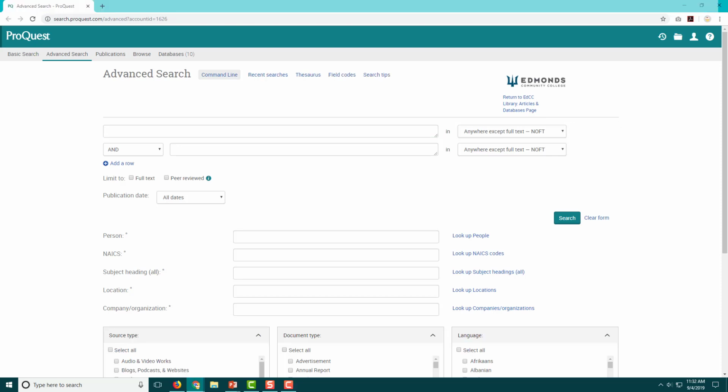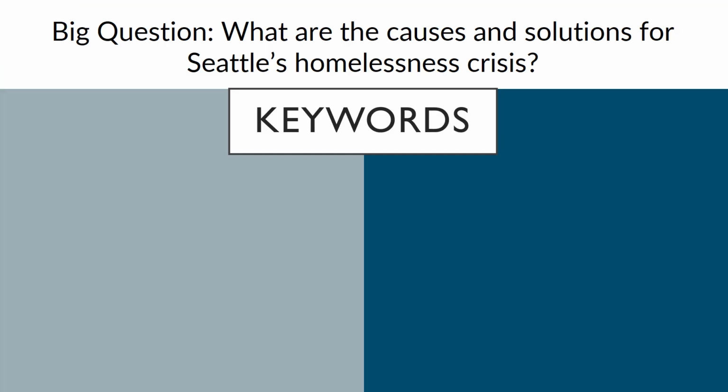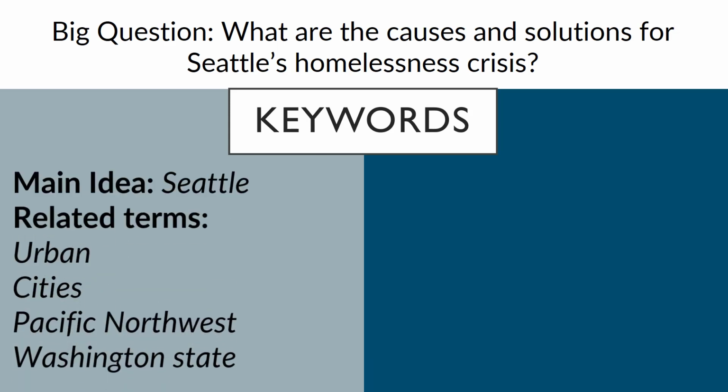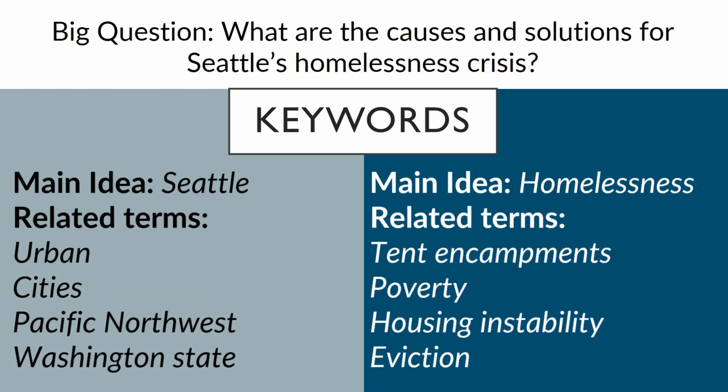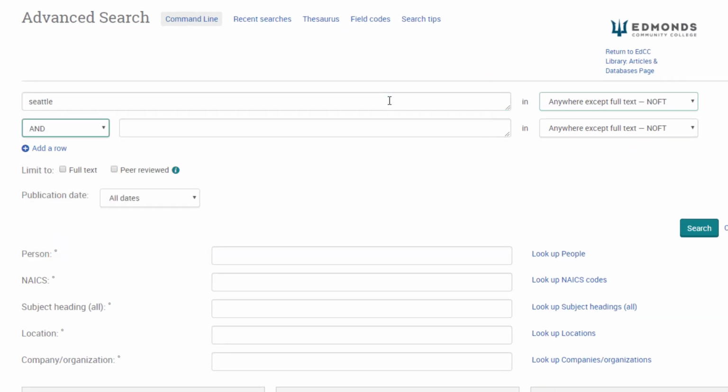This is the advanced search screen where you can build your first search using the keywords you generated in Unit 3. For example, if you are researching the causes and solutions for Seattle's homelessness crisis, you might try Seattle homelessness as your first search. Key tip: check the full text box. Before you search, check the full text box.